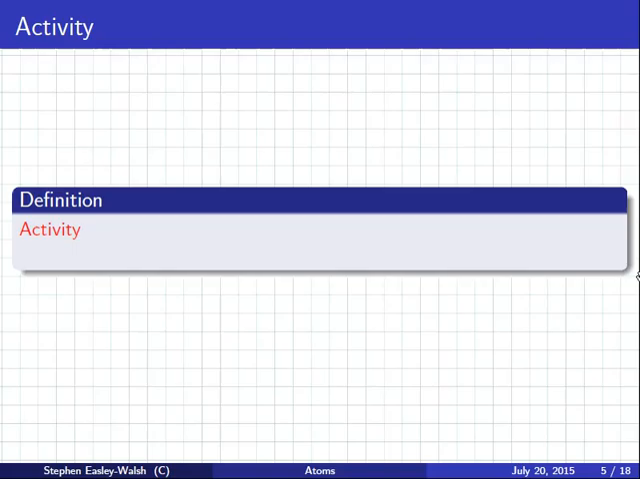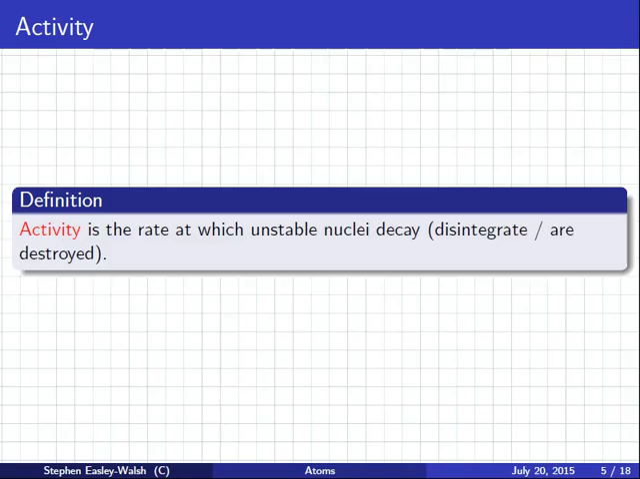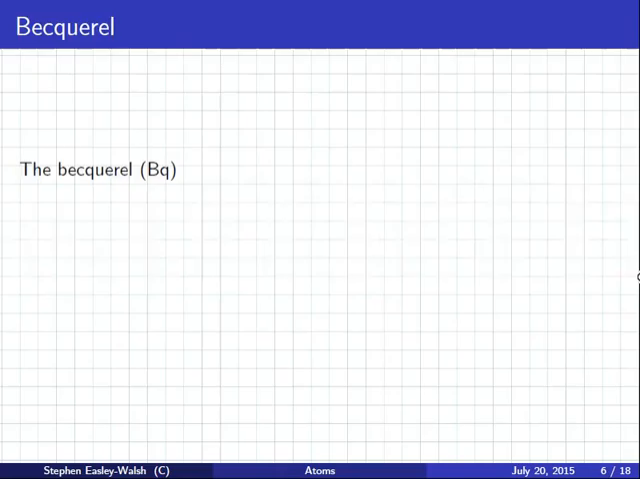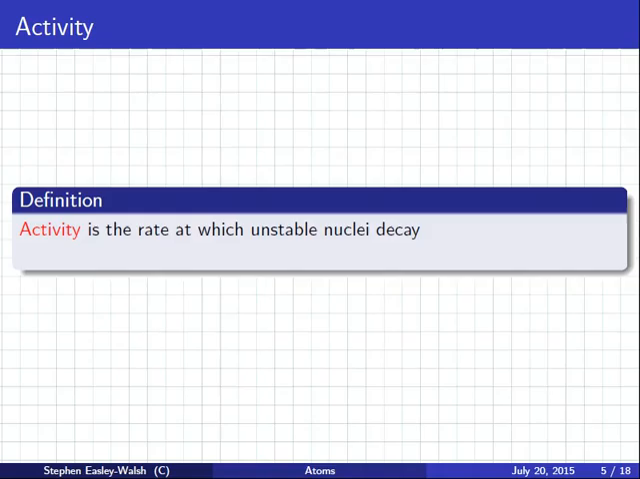First, we need to define some terms. Activity is the rate at which an unstable nucleus decays, that is disintegrates or is destroyed. Just thinking about it like this, it's basically how many atoms of the material you lose per second. It's how much is disintegrated, or in other words, how much is destroyed. So it's the rate at which it decays. If you lose a uranium atom per second, then the rate would be one atom per second.